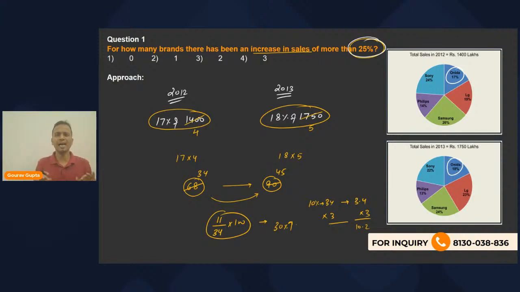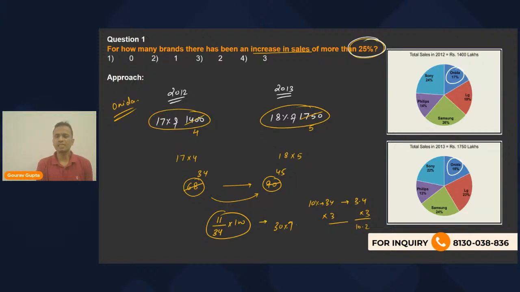So I can say that for Onida, the net percentage change is more than 25 percent, right? So this is the method using which you can calculate the percentage change for each and every brand, and then comment upon how many of them are more than 25 percent or not. This is number one, method number one.